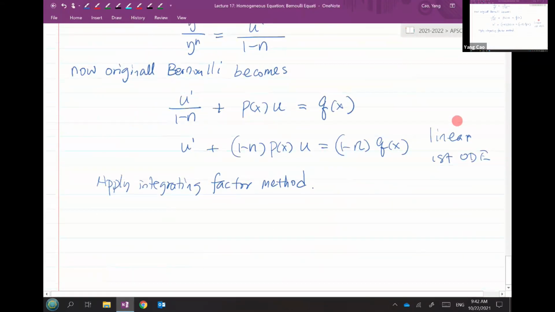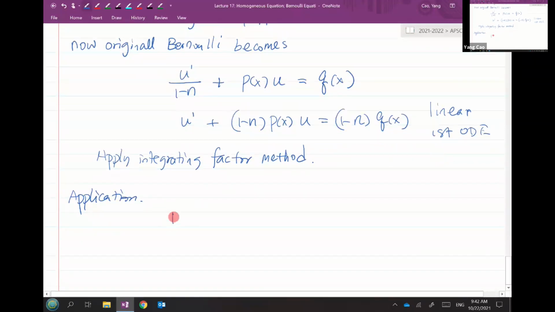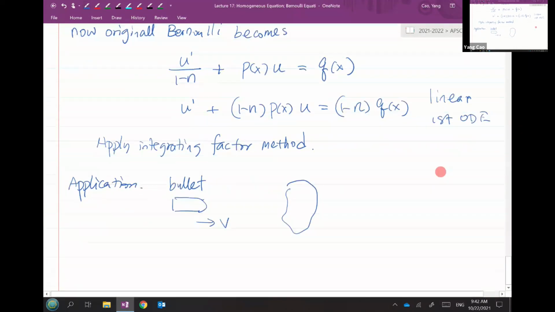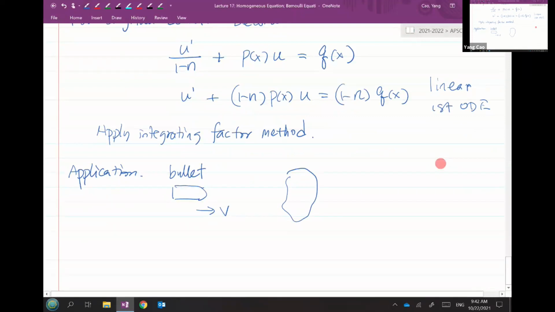So I'll give you an application here, and then we can take a look at the example. Let's suppose you fire bullets with an initial velocity of v, aiming at a certain object. Once you fire the bullets, we all know the bullet is subject to a resistance force.